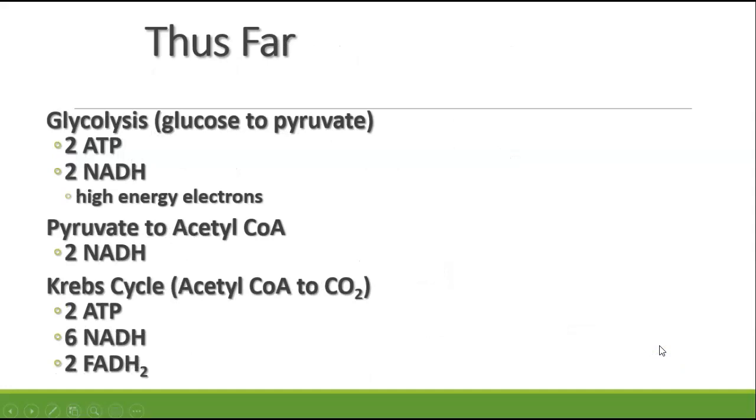So far in this whole process from glucose, we've gotten 2 ATPs and 2 NADHs carrying those high energy electrons. When we converted the pyruvate to acetyl-CoA, that gave us 2 more NADHs. And then the Krebs cycle, taking acetyl-CoA and breaking it down to carbon dioxide, we're ending up with 2 more ATPs, 6 more NADHs, and 2 FADH2s from that original glucose molecule we started with.